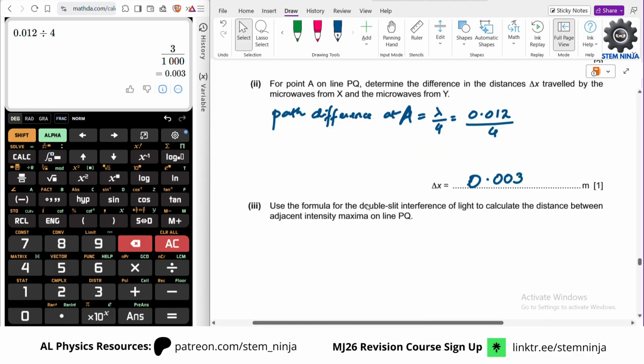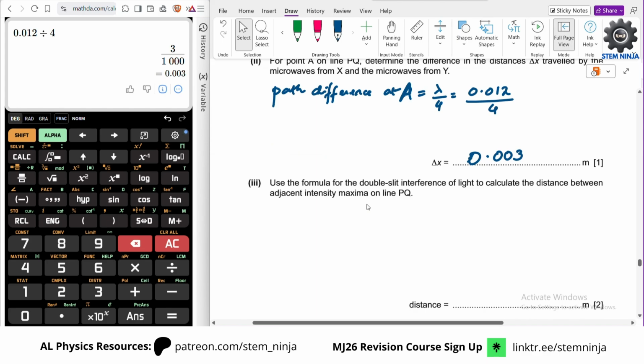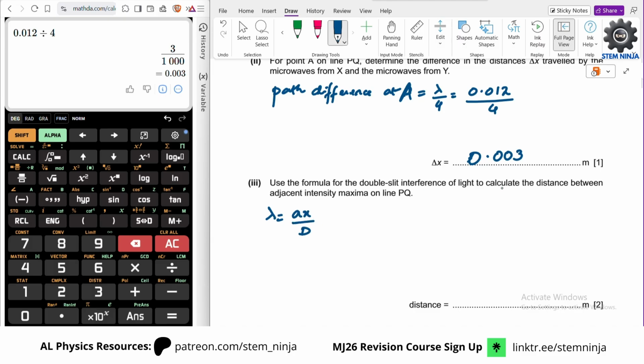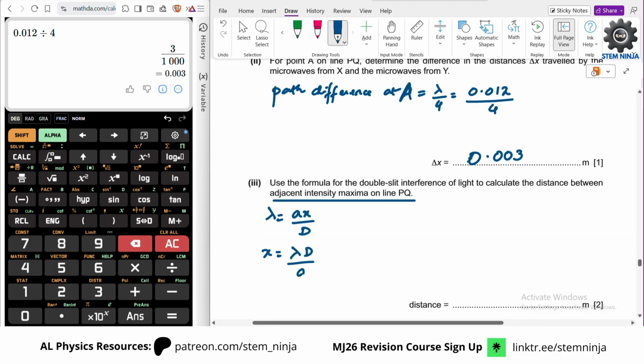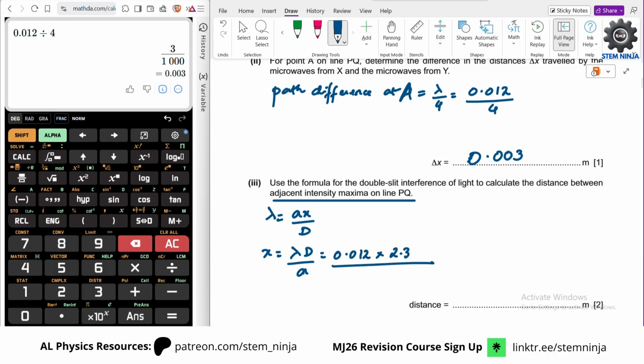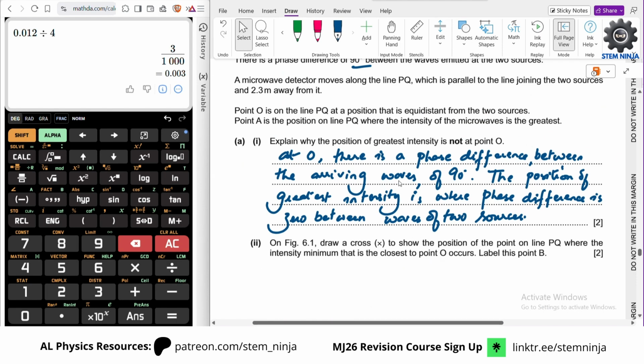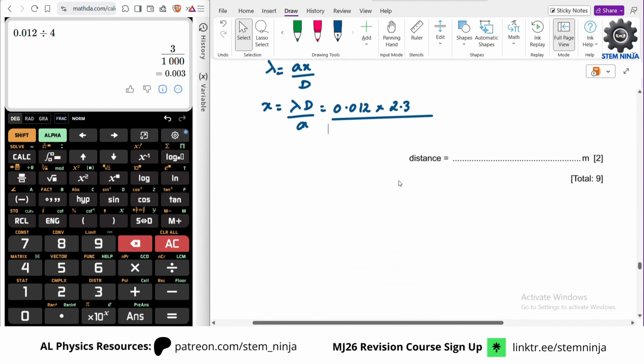Use the formula for the double slit interference of light to calculate the distance between adjacent intensity maxima on line PQ. Alright, so we have lambda is equal to aX over D, and we actually needed the distance, so basically that's it. I should have written X equals lambda D over a instead. So lambda is 0.012, D is 2.3 meters, and a was given as 0.18 meters.